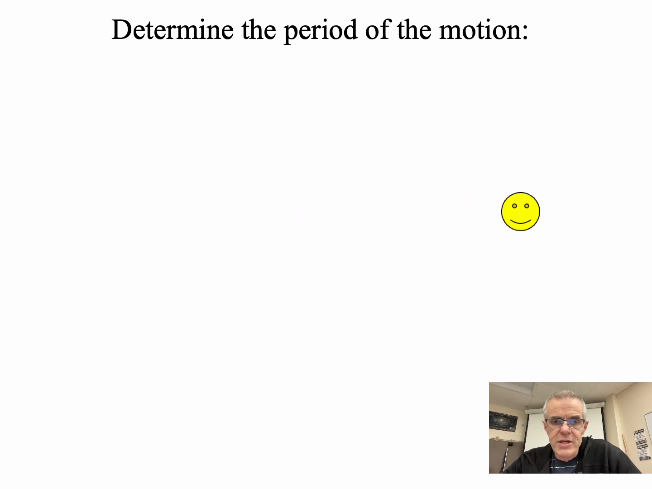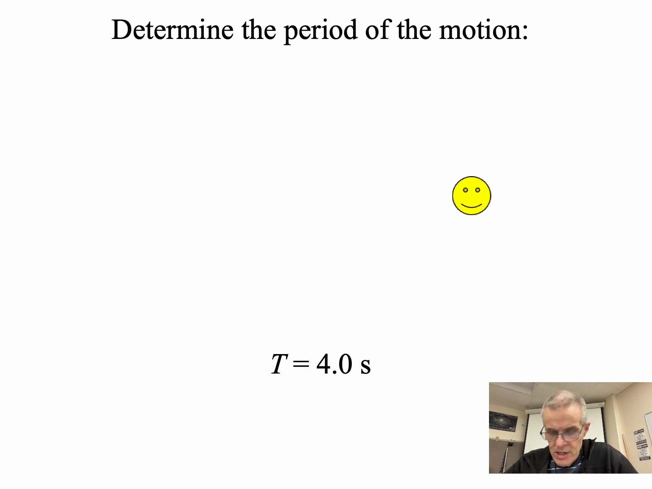So if I were going to time this, I'm going to do this one. Here we go. Start. Stop. And I got about 4 seconds for that. And that's about right. So here's another example of periodic motion. Now, we're going to look at one more. You ready? Get ready with that stopwatch.